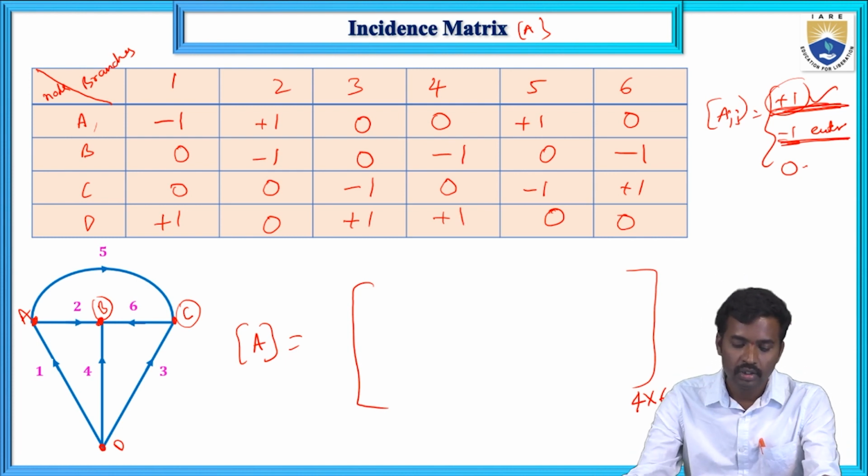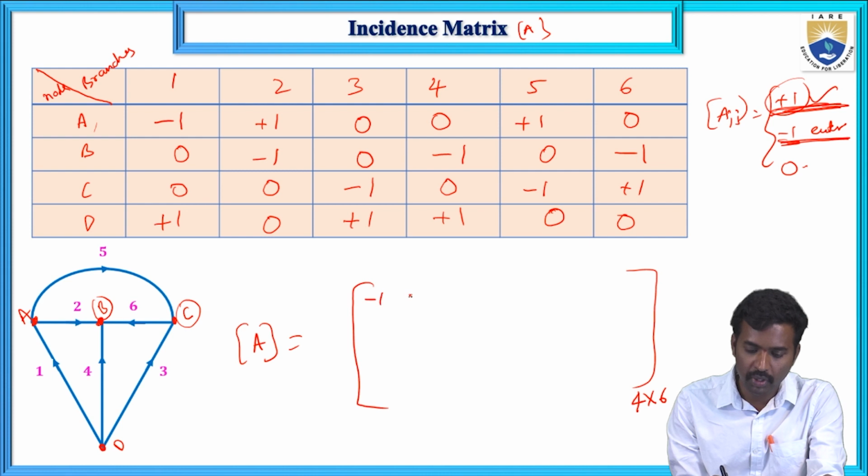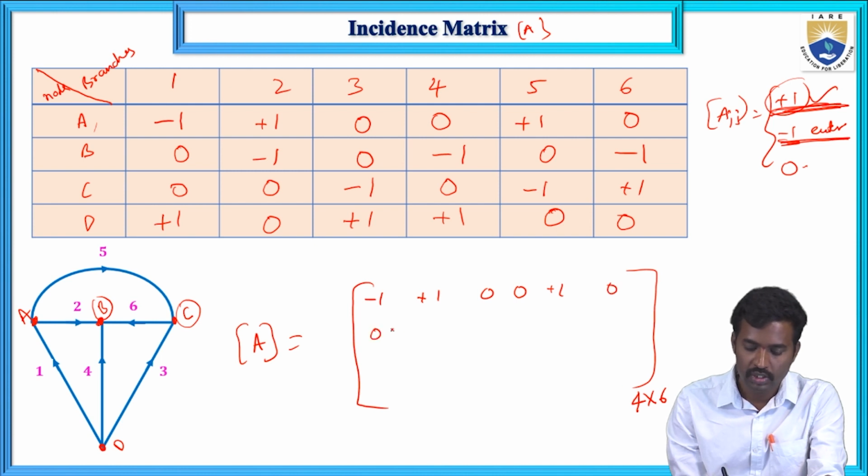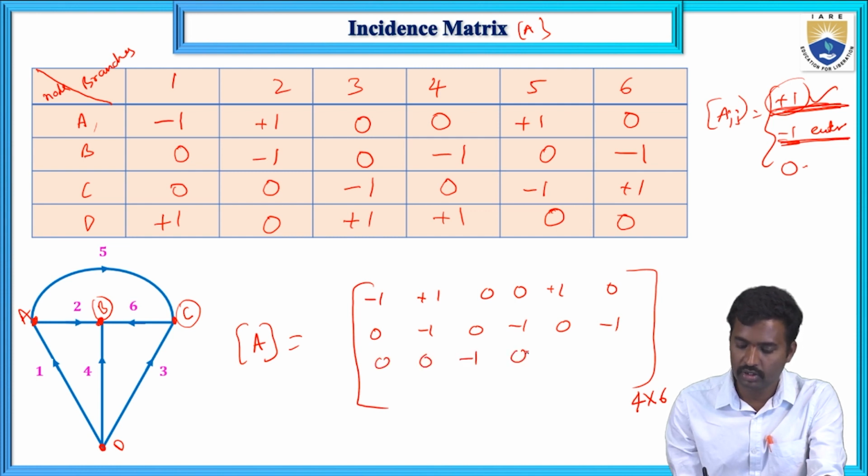Now here you can write this matrix: -1, +1, 0, 0, 1, +1, 0, 0, -1, 0, -1, 0, -1, 0, 0, -1, 0, -1, +1, +1, 0, +1, +1, 0, 0.